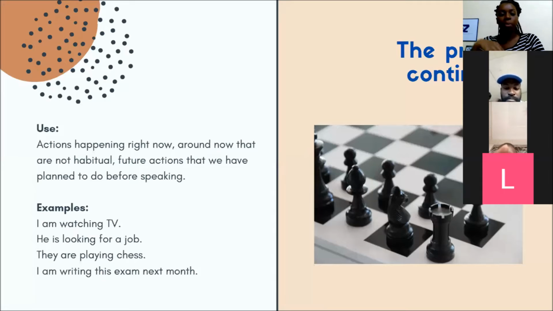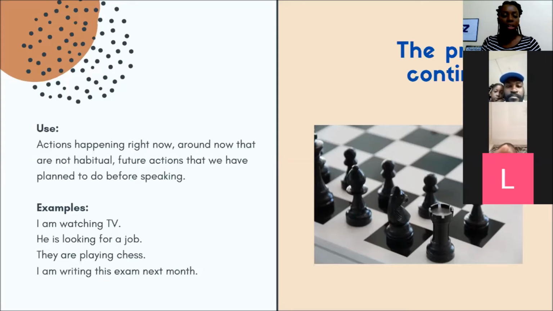Talking about actions that happen around now, if you say he's looking for a job, so my friend John has lost his job. He doesn't work at the moment. He's looking for a job. So maybe right now he's not online looking for a job, but in this period of time around now, he's looking for a job. That's what it means. It's something that is happening, maybe not right now as I speak, but in this moment in time, he is looking for a job. These are instances where you use the present continuous.